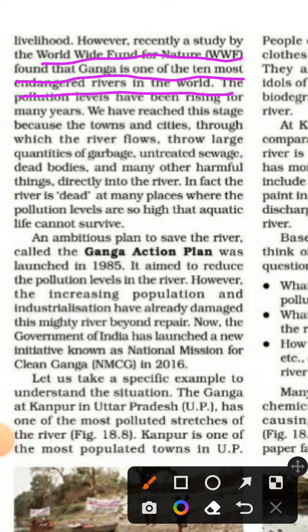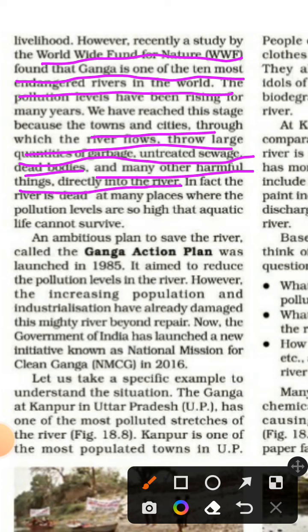The pollution level has been rising for many years. We have reached this stage because the towns and cities through which the river flows throw large quantities of sewage, garbage, dead bodies, and many other harmful things directly into the river. In fact, the river is dead at many places where the pollution levels are so high that aquatic life cannot survive. An ambitious plan to save the river, called the Ganga Action Plan, was launched in 1985.